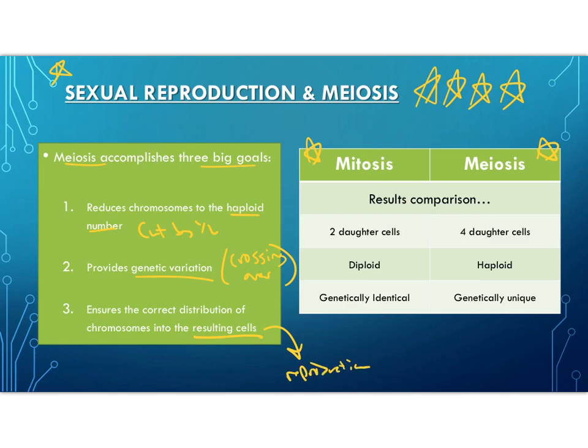to form a new organism. Now then, you definitely want to be familiar with this little table or chart over here, where we compare the results of mitosis and meiosis. So remember, mitosis gives you 2 daughter cells that are diploid, and they are identical to each other and to the parent cell, whereas meiosis gives you 4 daughter cells, which are haploid, so only half the DNA, and they are genetically unique from each other and from the parent cell.